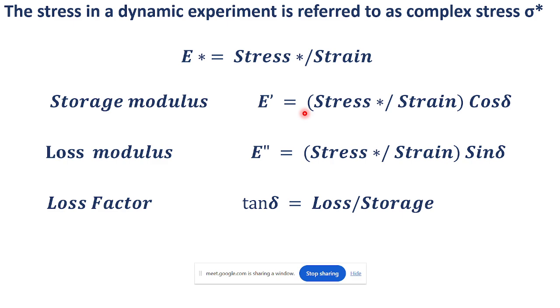Now what is the storage modulus? It is complex stress by strain into cos delta. You may also put a sin delta, because there will be a change only of 90 degrees, otherwise it is the same. Now loss modulus we denote by E double prime, that is stress by strain into sin delta, and loss factor, that is tan delta, equals loss by storage. Based on the tan delta value, you may say whether the viscous part is higher or whether the elastic component is higher in your material.